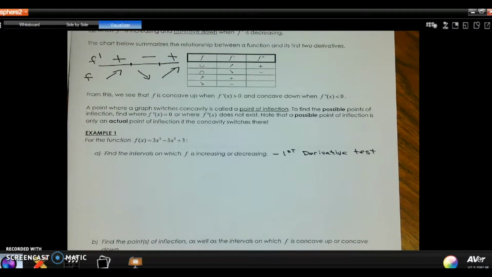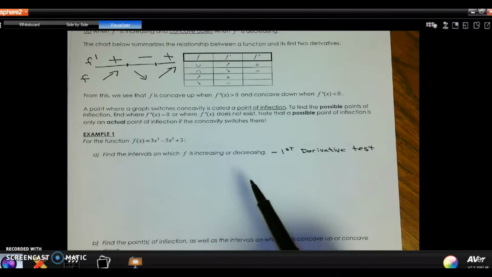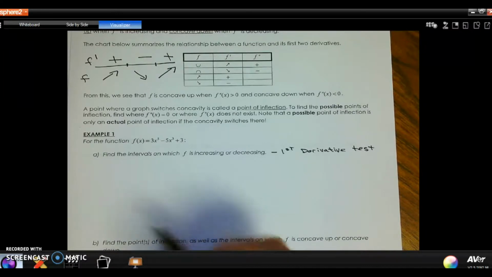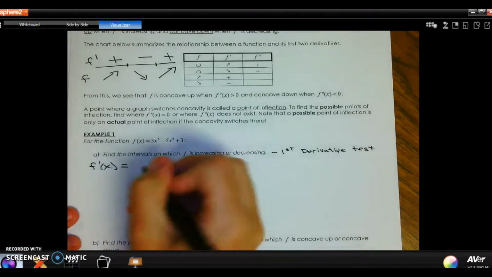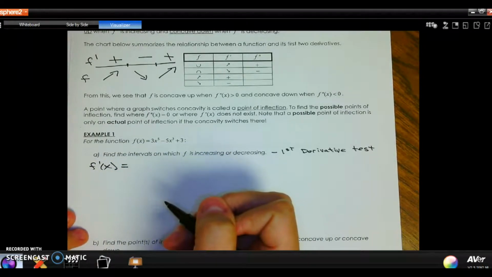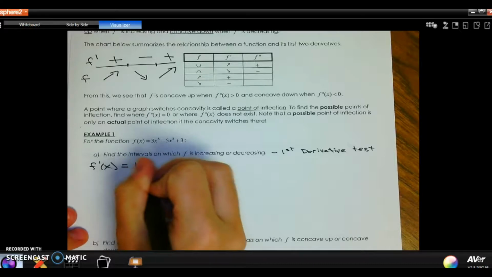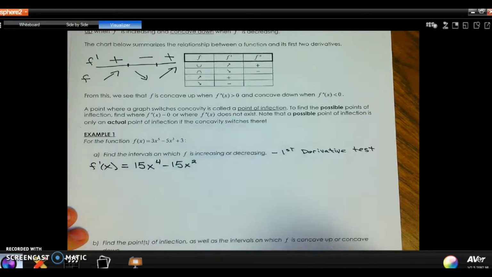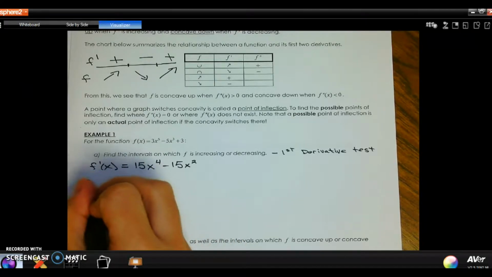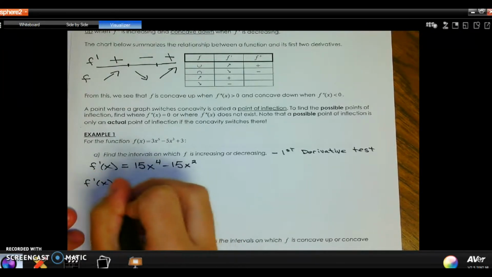In this first example, we're given a polynomial, and we need to find the intervals on which the function is increasing or decreasing. If we're trying to find intervals of increasing and decreasing, that's a first derivative test. The first derivative test says you take a derivative, and we want to figure out where that derivative equals 0 or is undefined. The derivative here is a simple power rule. Once you take the derivative, we want to figure out where it is 0 or undefined. I don't need to worry about this derivative being undefined anywhere, so I'm just going to take the derivative and set it equal to 0.